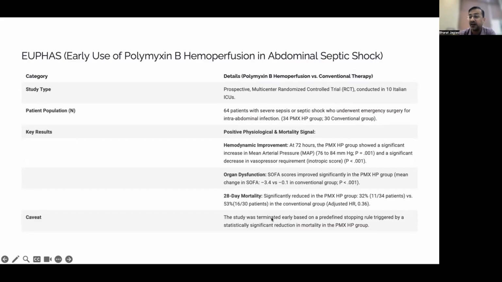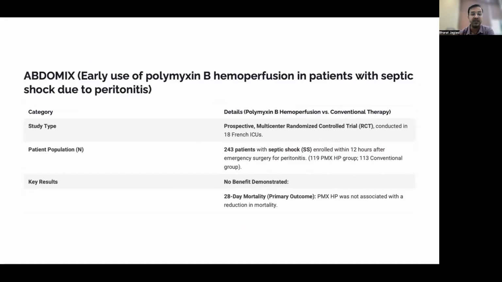But a caveat: the study was terminated early based on a predefined stopping rule. So the exact number needed to treat was not achieved, because they found it to be very beneficial.